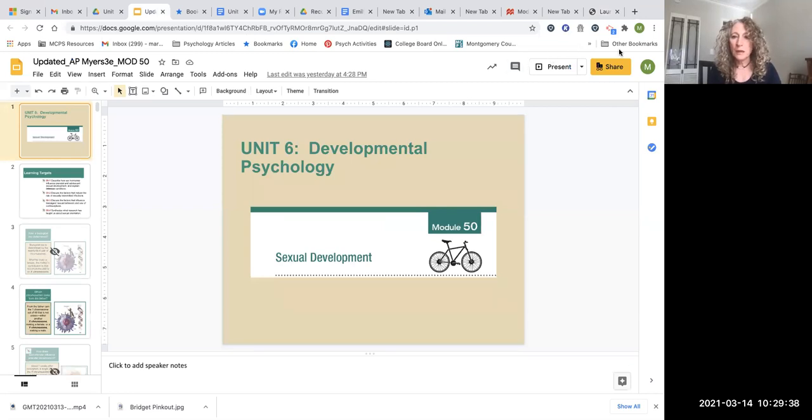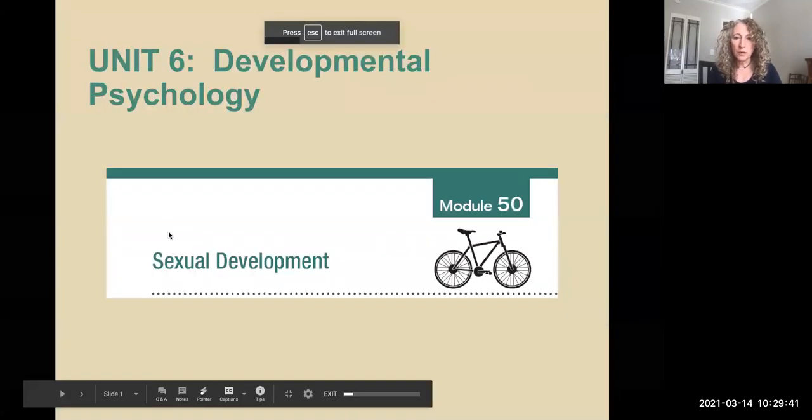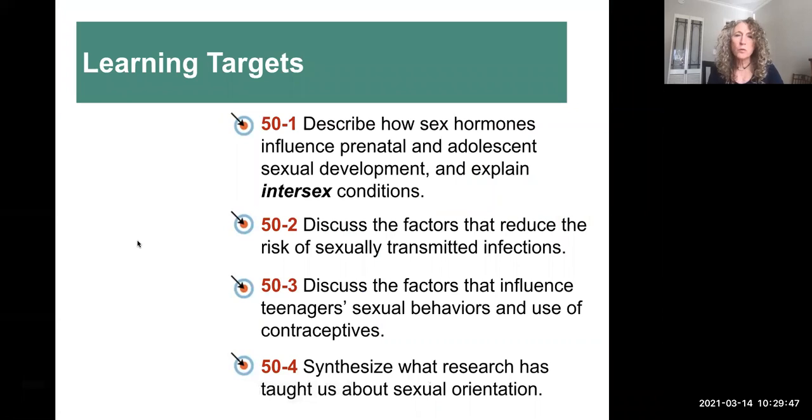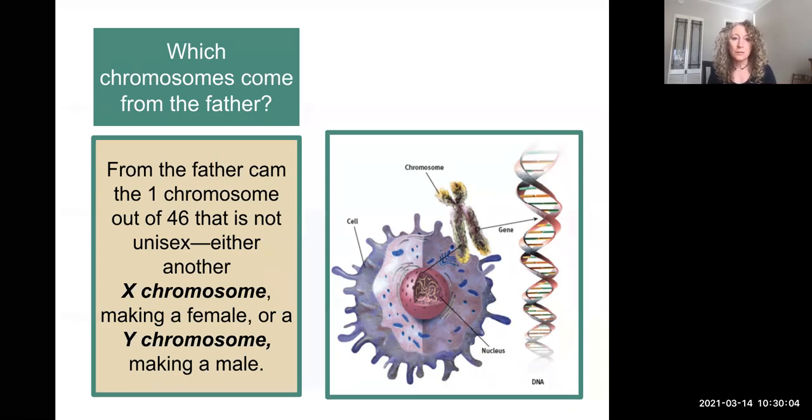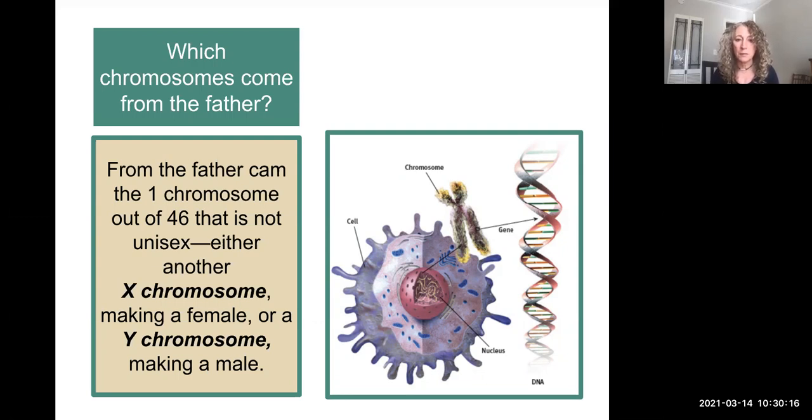All right, so as I mentioned, the first module is Module 50, sexual development. We are going to be doing more defining of terms and some review. A lot of this information you do learn in your health class. Just one quick thing when it comes to recognizing what sex you are born and how that comes to be. Which chromosomes come from the father? Well, from the father comes the one chromosome out of 46 that is not unisex, either another X chromosome making a female or a Y chromosome making a male.